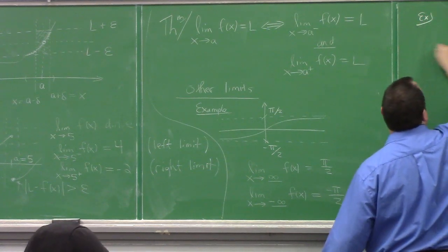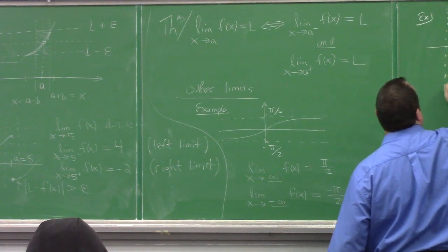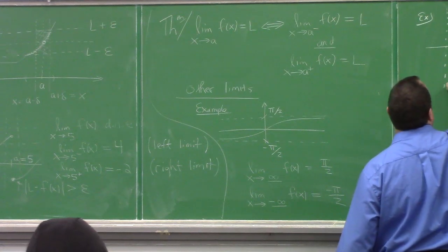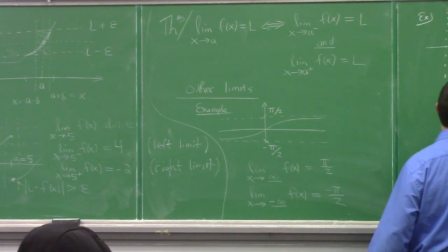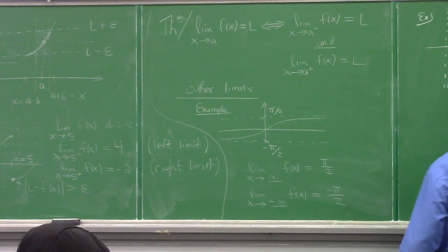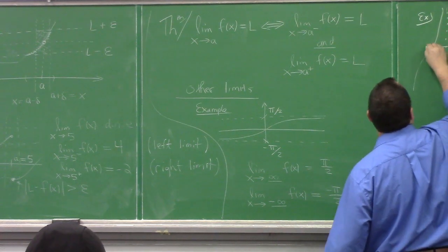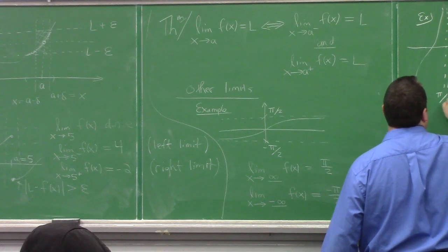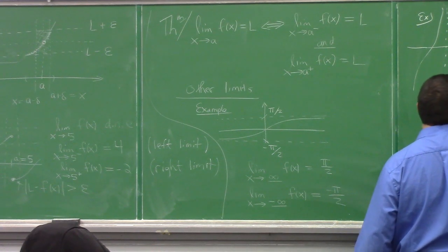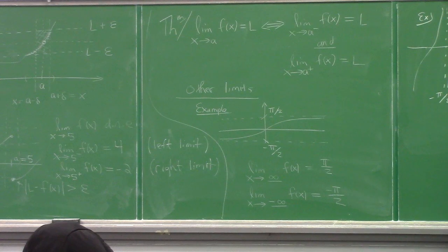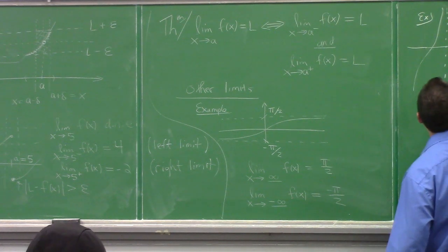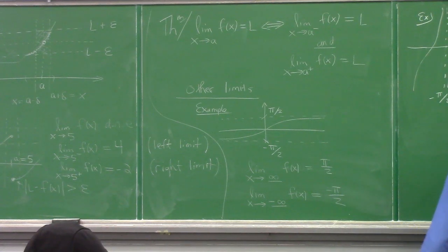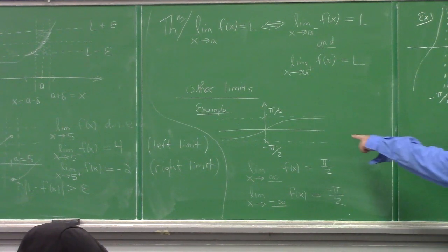What if I had this graph? Would you recognize this one? This is y equals what? Can you recognize this graph anywhere? Anybody? Tangent, right. This is tangent x. What's this one?